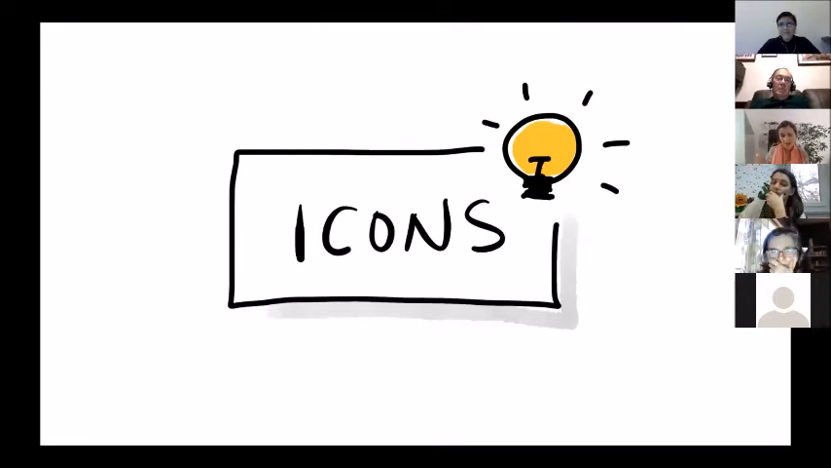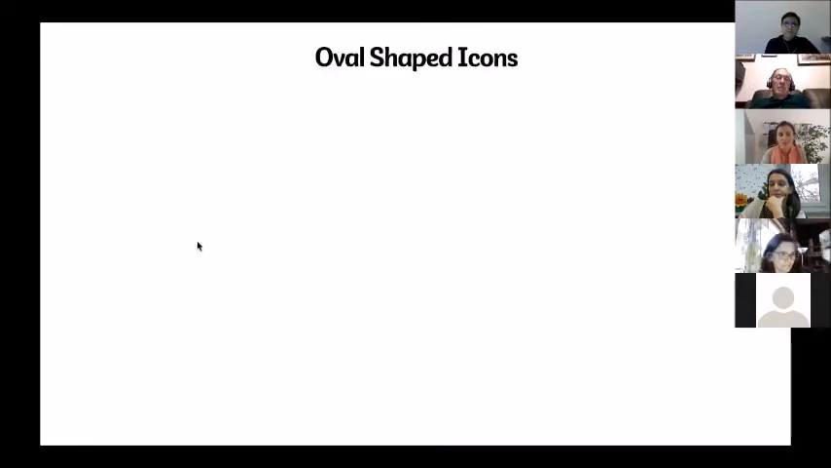Basically, icons are organized around the basic shapes. We do have round icons, or triangle icons, or rectangular icons, and this now we're going to try out. So first we start with oval-shaped icons. We're going to draw some of them. Okay, so you can now see, and I'm going to explain.